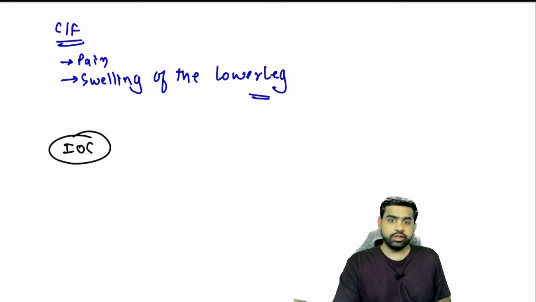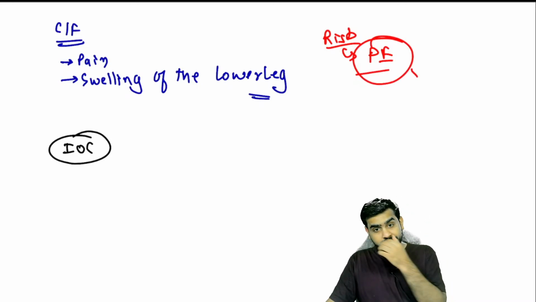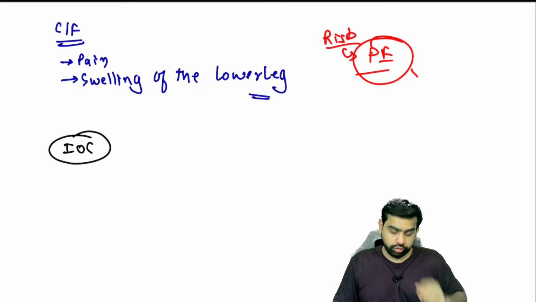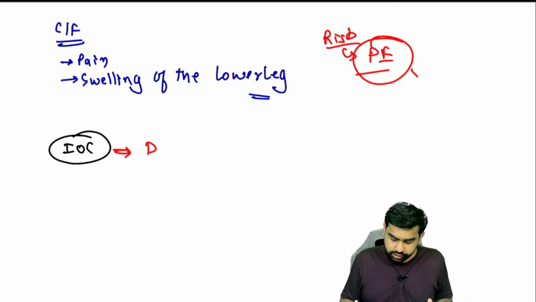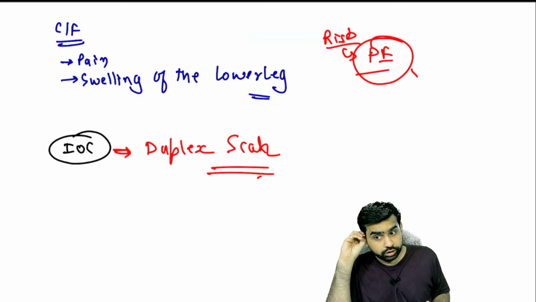But all these particular tests are not done. Why? Because there is a risk of development of a pulmonary embolism. So by doing this Homan sign and the Pratt sign, you are actually increasing the risk for the pulmonary embolism. That is why they are not done. And the investigation of choice over here is a duplex scan or a Doppler ultrasound. Okay, so that's what you need to understand. The investigation of choice over here is the duplex scan or the Doppler ultrasound.